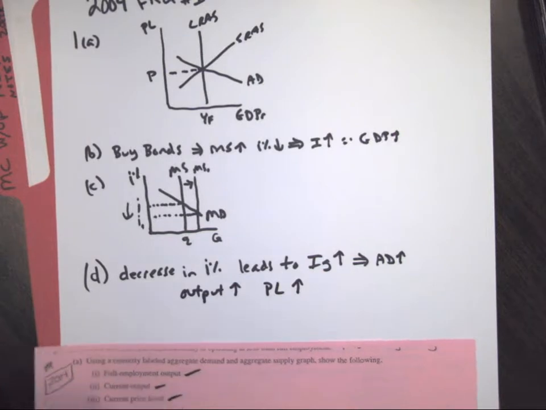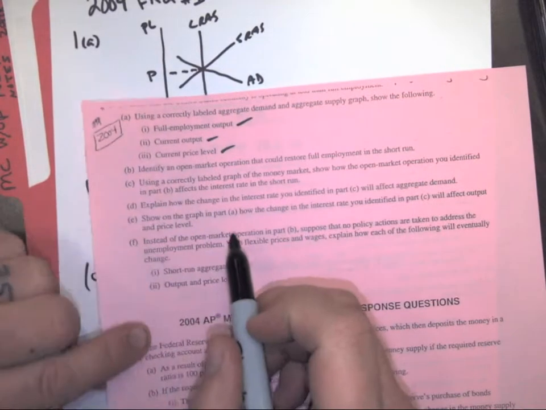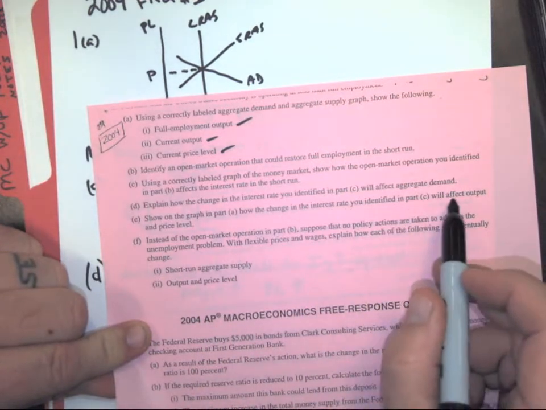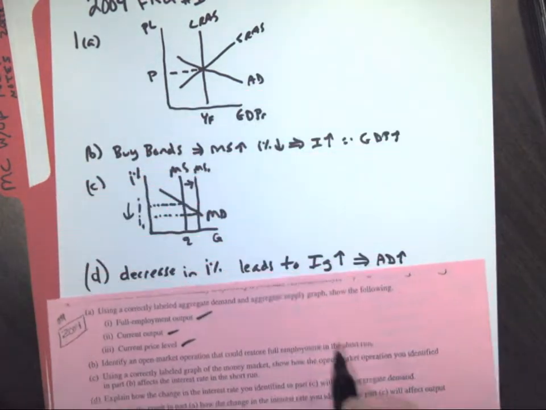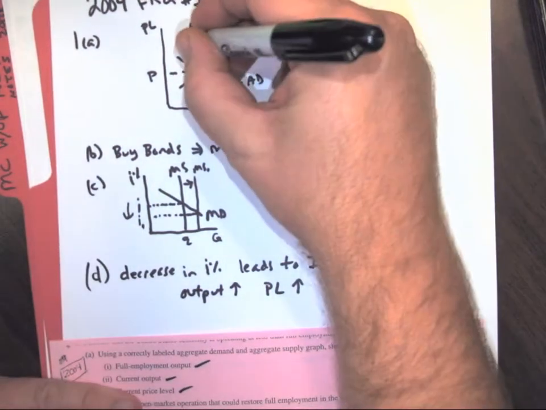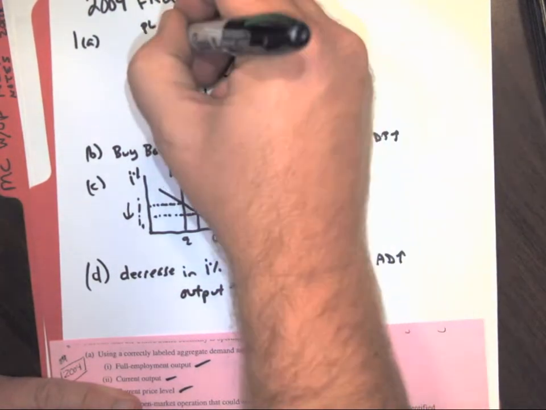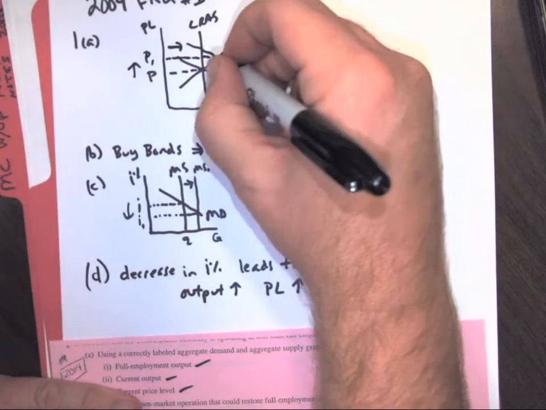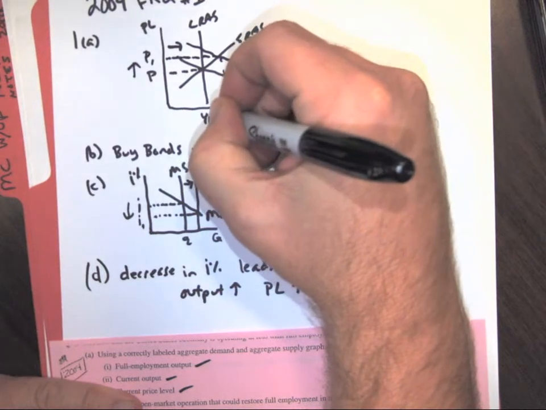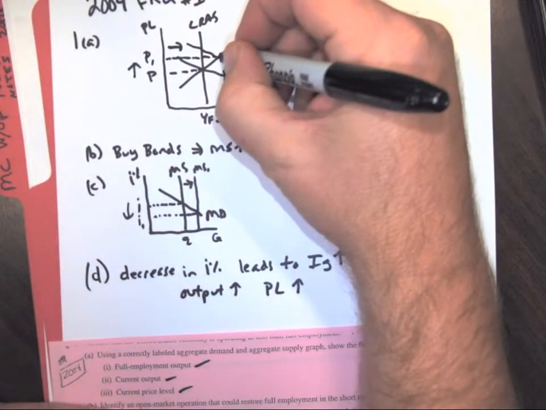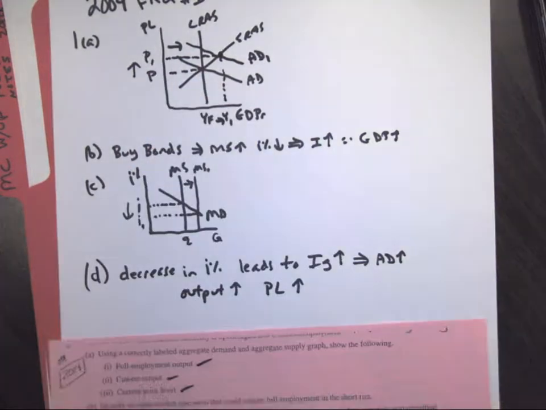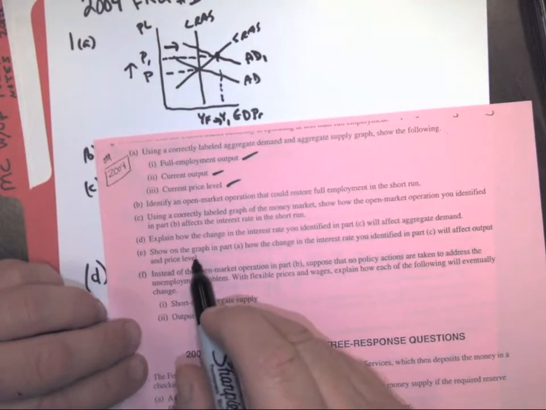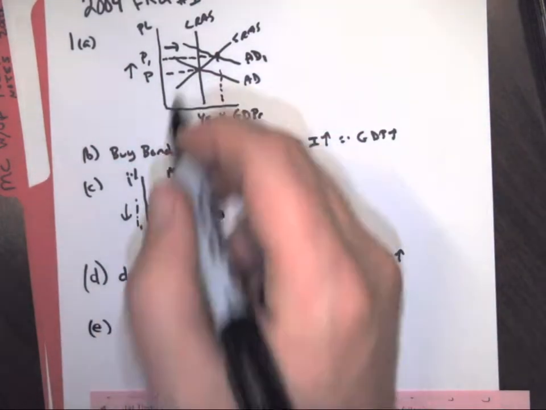I know this by doing this on my graph. So it says, show on the graph in part A how the change in interest rate identified in part C will affect output and price level. So they're asking us to make our shift. So aggregate demand increased, so I know that's going to make that shift to the right from AD to AD1, from P to P1, and now our new short run equilibrium is going to have us producing at this point right here. So output increased and price level increased. So I showed those in my graph. So that was part E, and we did that up there.